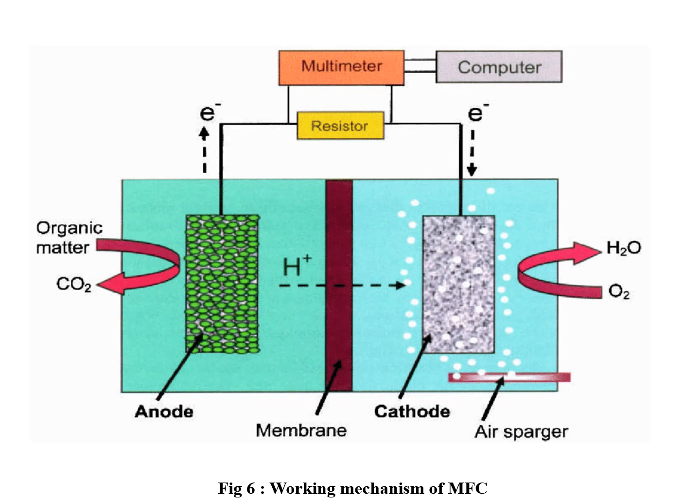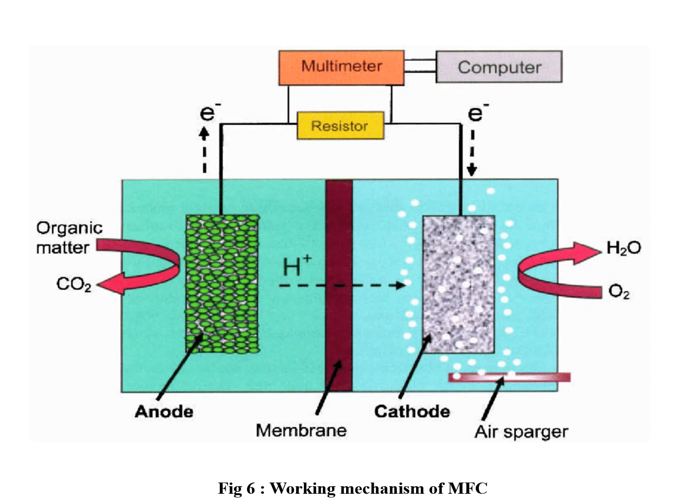Now, the H plus ions flow from the anode chamber to the cathode chamber through the proton exchange membrane. The proton exchange membrane allows only H plus ions to pass. That means only protons pass from anode to cathode. Other particles are obstructed by the proton exchange membrane.